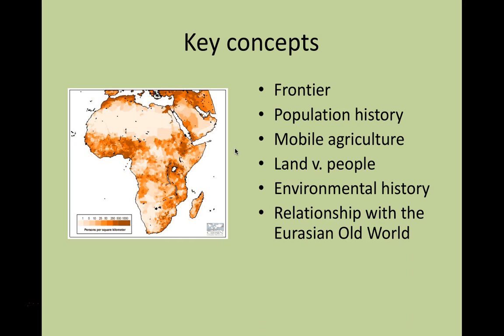Another key concept is the relationship with the Eurasian Old World. We're talking here about Europe and Western Asia, the part of the world that had the earliest civilizations. Africa had a relationship historically with the Eurasian Old World. This was especially the case for areas like Egypt, which in so many ways was far more connected to the Fertile Crescent and the Eastern Mediterranean, even the Greek lands, than it was to the rest of Africa.